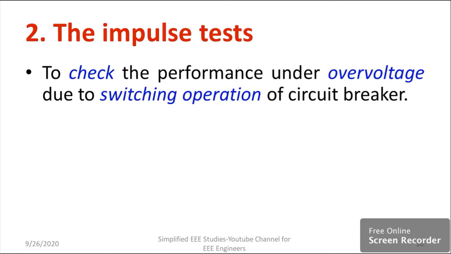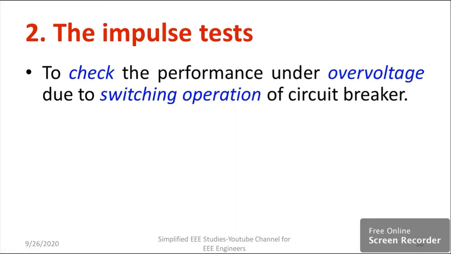Let us discuss the second procedure, which is known as the impulse test. Obviously, we require an impulse generator. With the help of the impulse generator, you need to produce a certain amount of impulse waveform. So this is mainly used to check the performance under over voltage due to switching operation of the circuit breaker. The circuit breaker is mainly dealing with the switching operation.